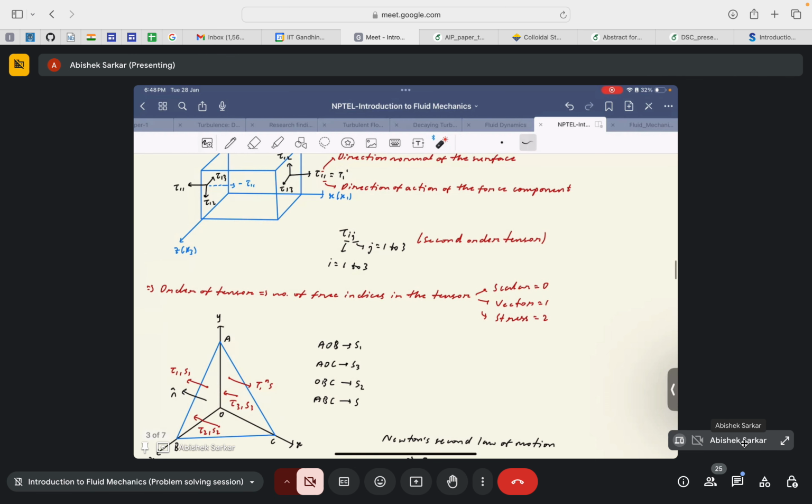Because you saw that we need two indices to completely define the stress, that's why the order of the tensor is 2, because we need two free indices to define the tensor. So stress is an example of a second order tensor.